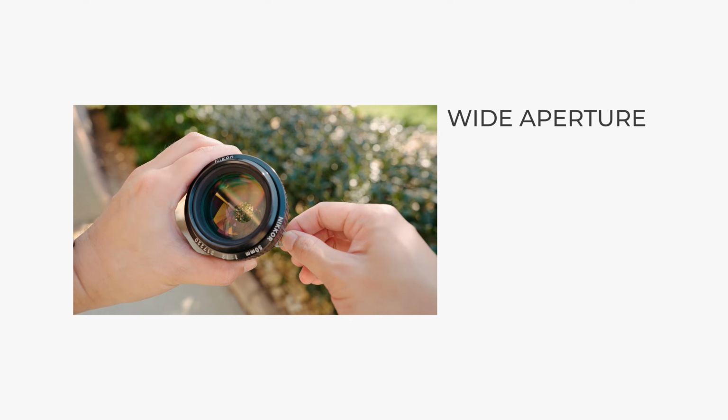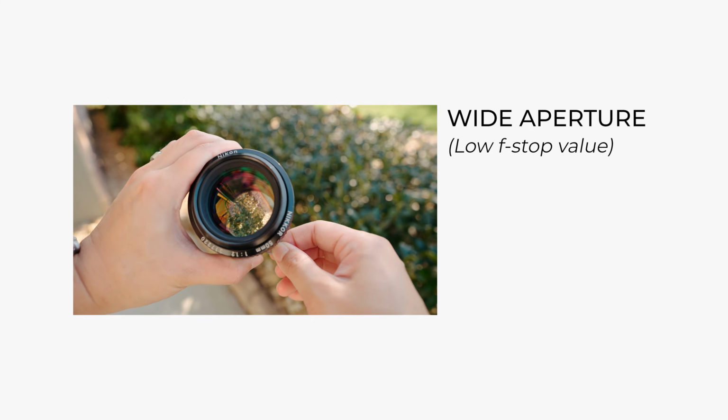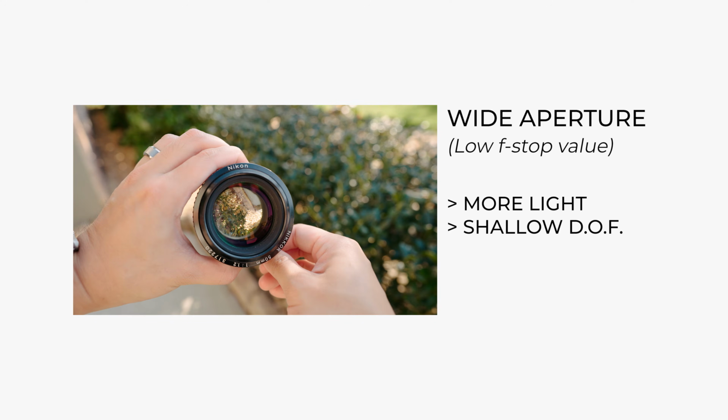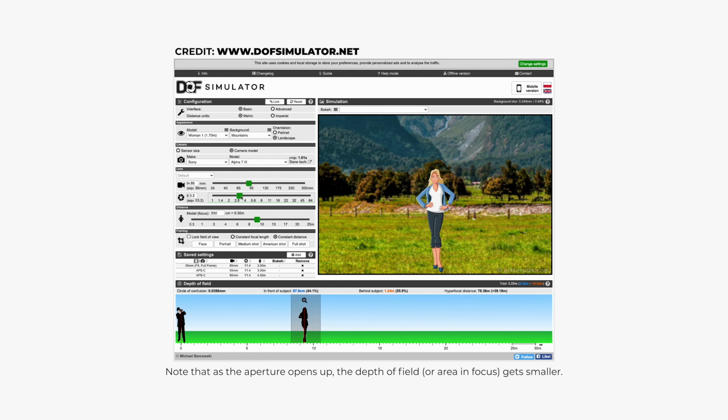A wide aperture, aka a low f-stop value such as f1.4, means that the lens's opening is larger, allowing more light into the camera. This results in a shallower depth of field, which means that the area in front of and behind the subject that is in focus is smaller. This creates a blurry background as the area behind the subject is now out of focus.